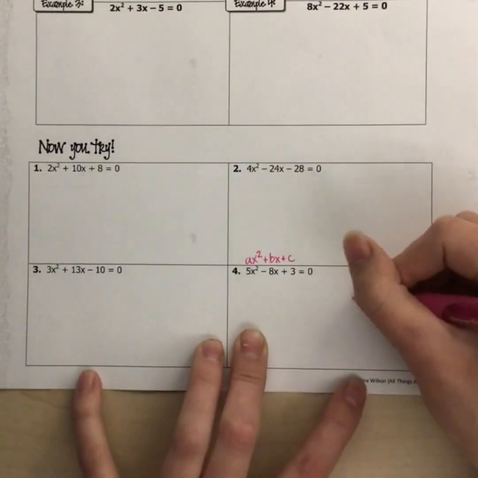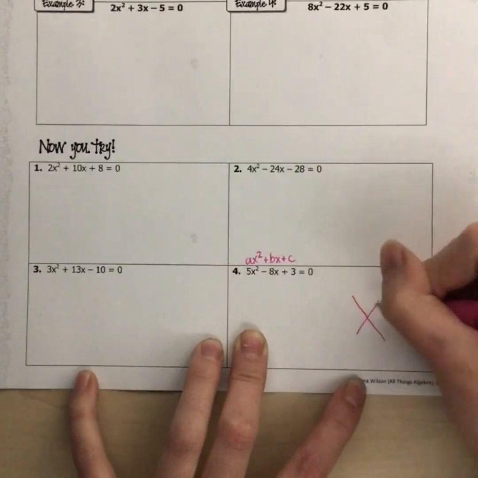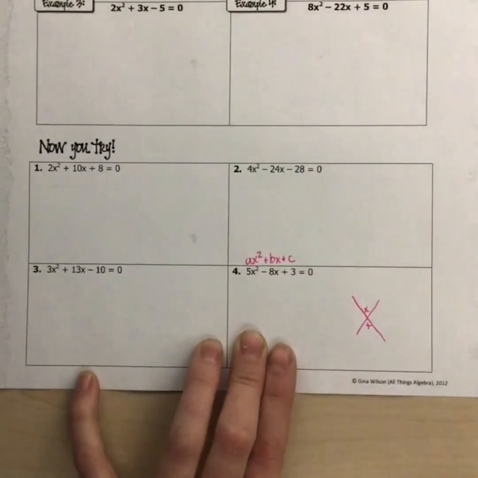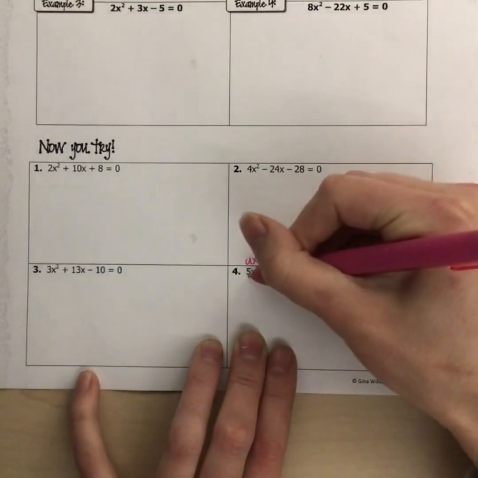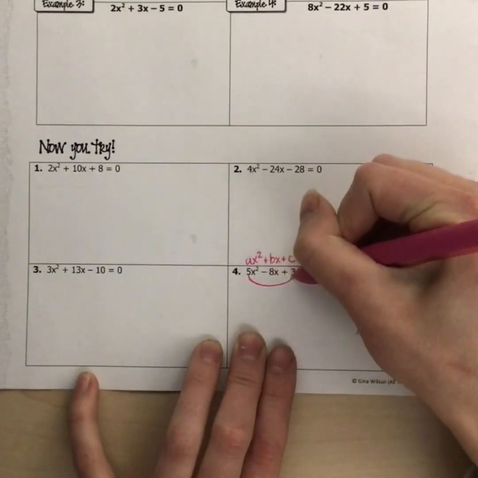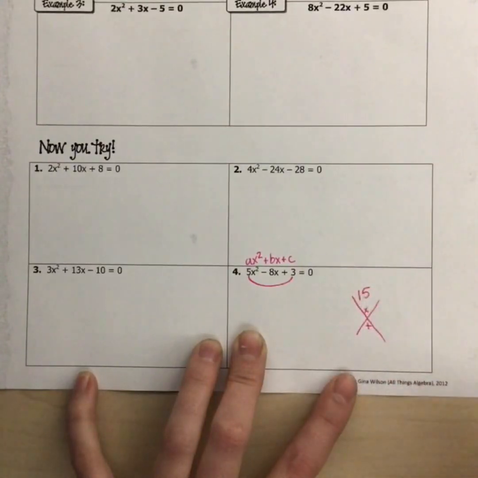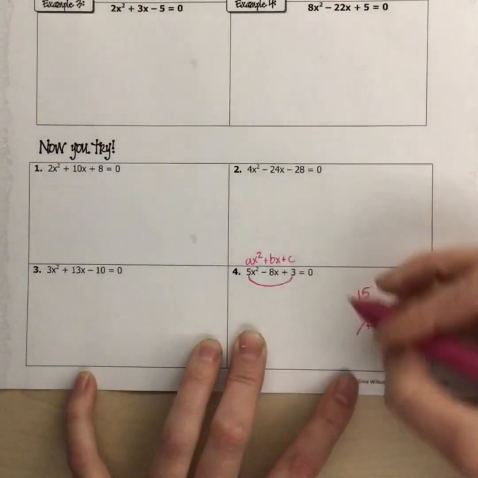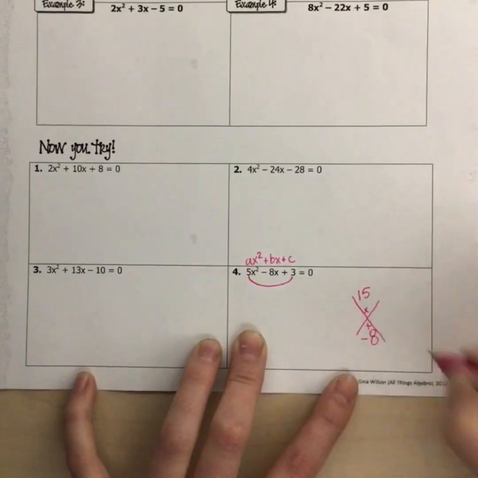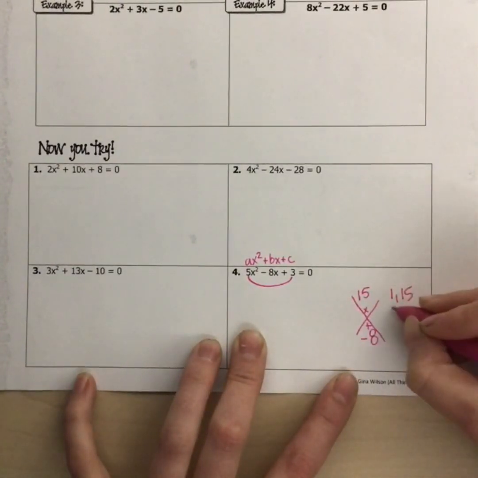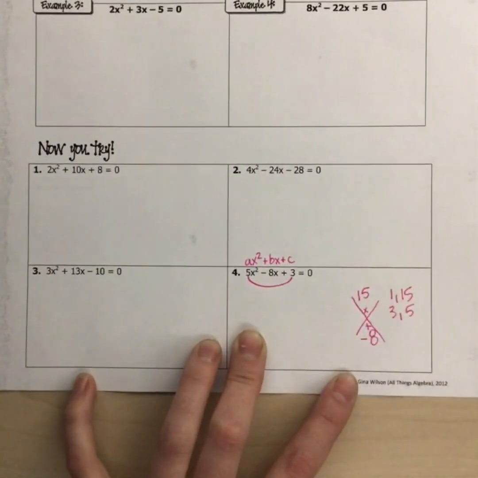We can actually still use our x method, and we're still going to multiply and add, but our numbers are just going to be a little bit different. For a, we're going to take the 5 and the 3 and multiply those two together to get 15. But they're still going to have to add to give me negative 8. So I'm going to list my factors: 1 and 15, 3 and 5.